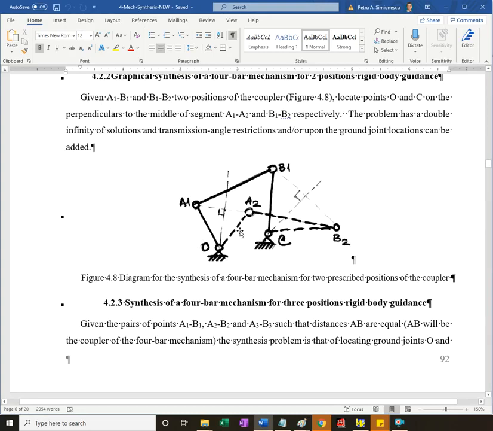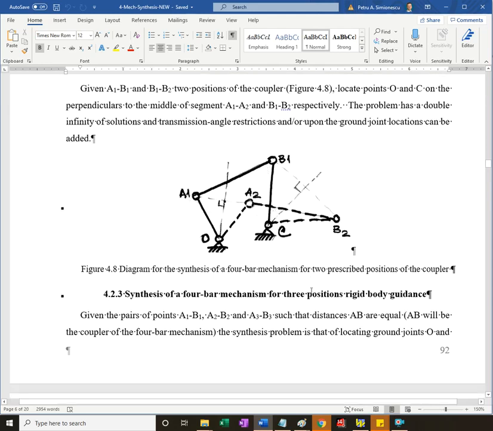So first position, second position of the coupler, connect the corresponding points, draw the perpendicular, pick up points along the perpendicular, connect the corresponding points B, draw perpendicular, find the other ground joint, and the 4-bar will be guiding the coupler AB through the desired positions.